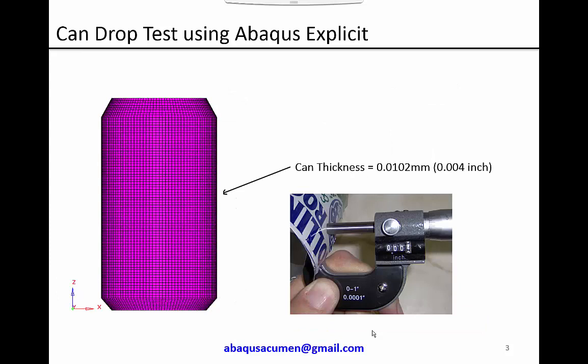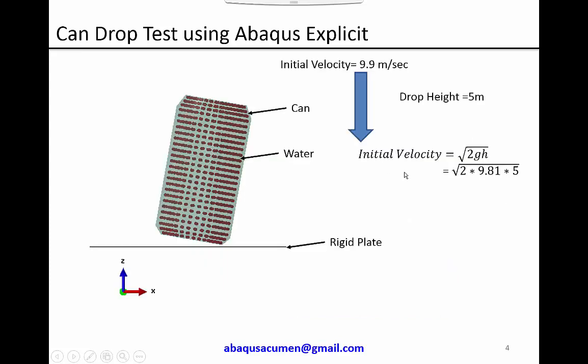We have measured the physical thickness of these cans. We just cut one and checked. It is a very thin section, around 0.004 inch, so in SI units the thickness will be 0.0102 millimeter. The typical setup is a can that is not dropping flat on a face but tilted at 10 degrees, measured from the floor. Inside we will have the can, then the water, and it will drop on a rigid plate.